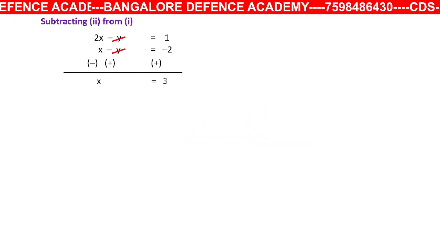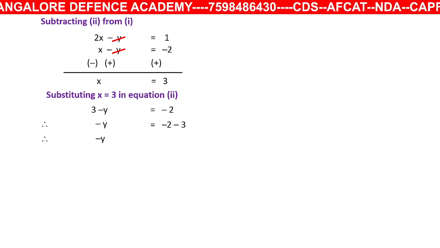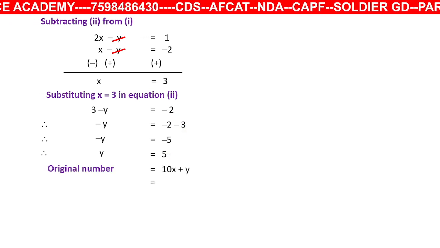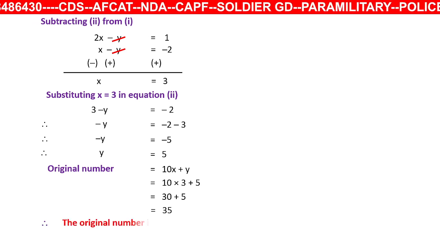And now the answer is x is equal to 3 and y is equal to 5. So the number here is 10x plus y, that is 30 plus 5, which is equal to 35. So this is the original number.